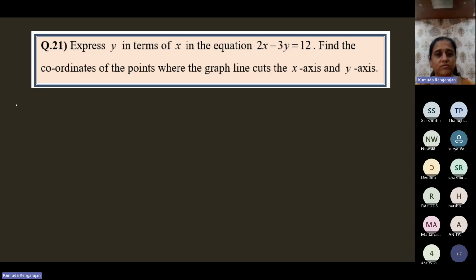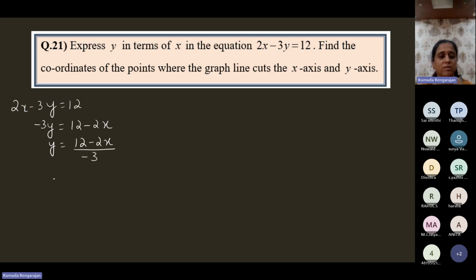Okay, y in terms of x. So 2x minus 3y is equal to 12. You need to write y in terms of x. So have the y term alone on the left hand side. So minus 3y is equal to 12 minus 2x. So y is equal to (12 minus 2x) divided by minus 3. But the denominator cannot be negative, so take that sign to the numerator.